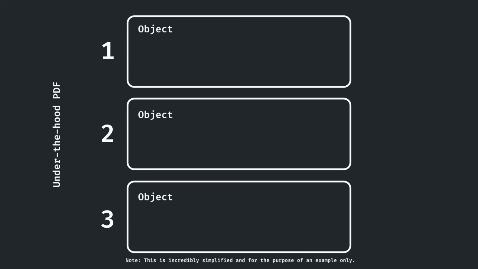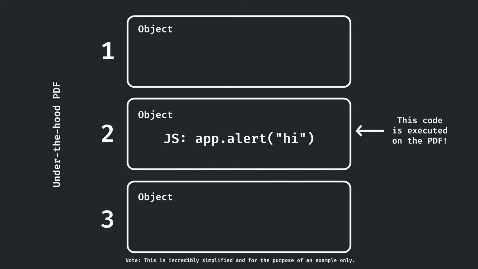Under the hood, the PDF is essentially a collection of indexed objects that's more or less like an array, helping it lazy load its contents. On loading a PDF, Adobe Acrobat and PDF VM go through these objects and look for a specially formatted object that contains a special key and the payload JS code. Then it'll simply run that code on the document.